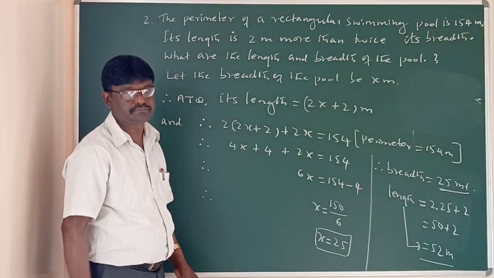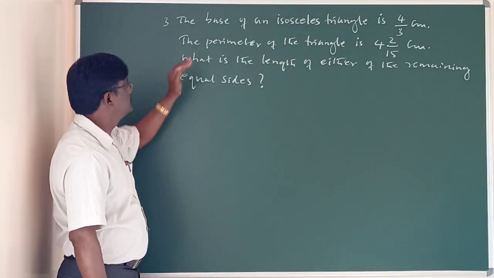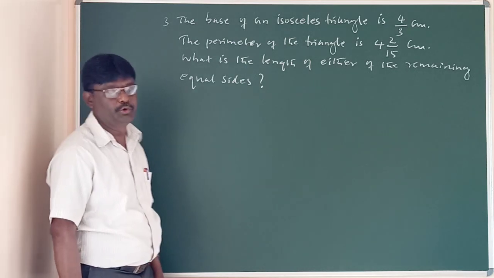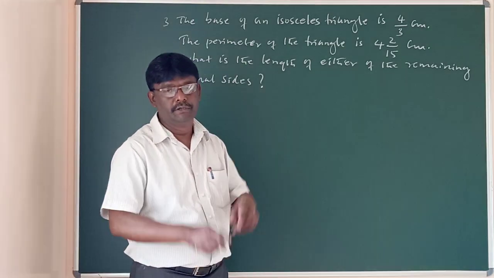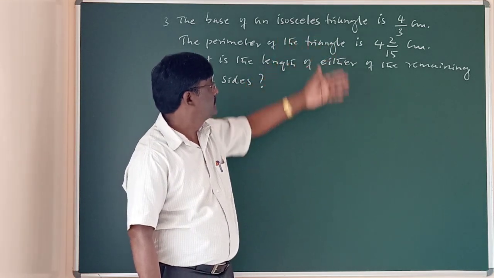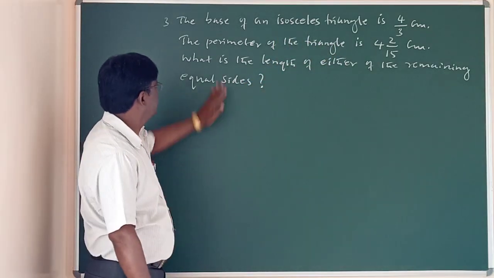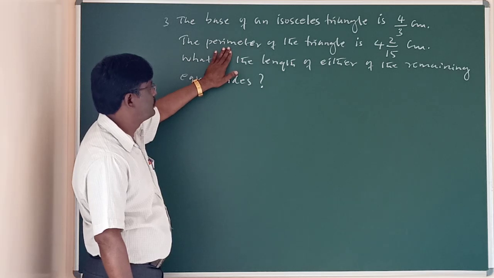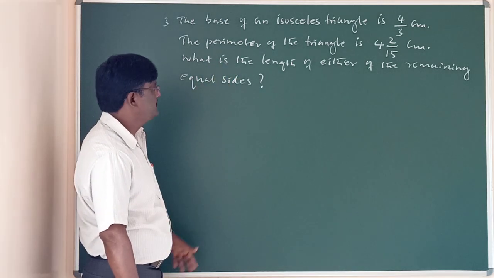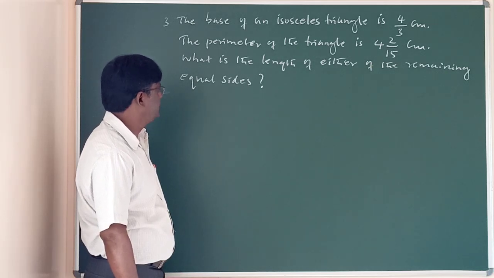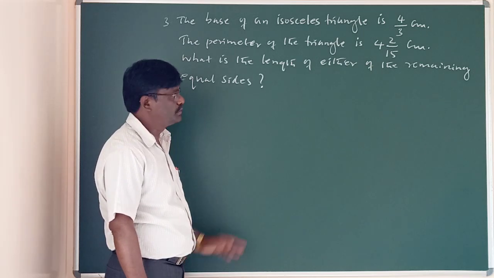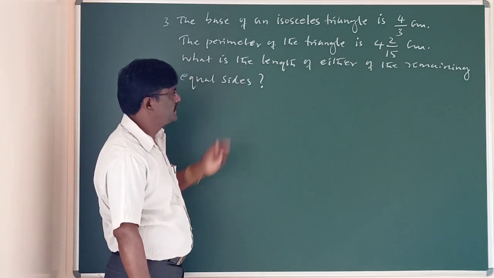Okay, children. In the third sum, the base of an isosceles triangle. You know the meaning of isosceles: 2 sides are equal. Then the base is 4 by 3. The perimeter of the triangle is 4 2 upon 15 centimeter. What is the length of either of the remaining equal sides? In case of isosceles, two sides are equal. Those two equal sides we have to get.